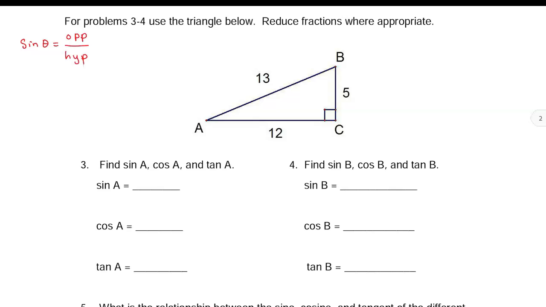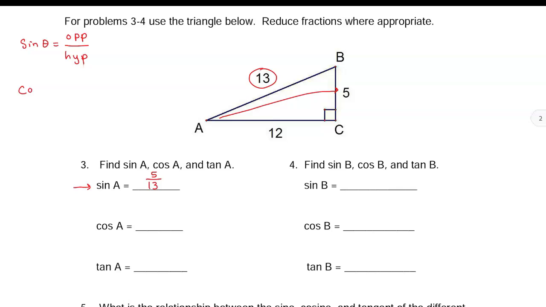Down here in number 3, the first question is asking me for the sine of angle A. So look at angle A in the drawing. I want the opposite side over the hypotenuse. So the opposite side from A is 5, and of course the hypotenuse is 13. So we want you to write the ratio 5 over 13.